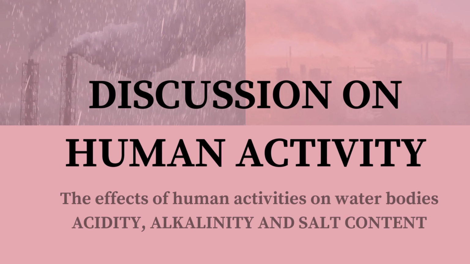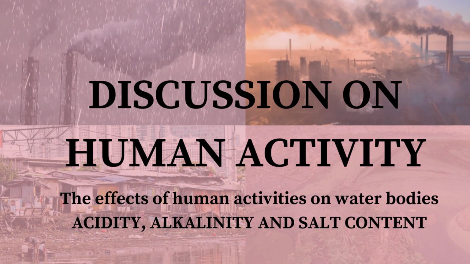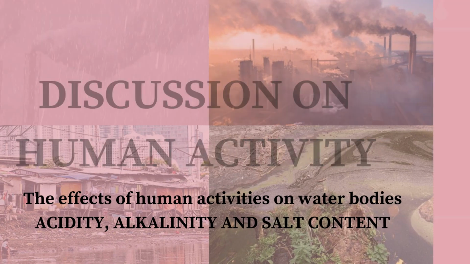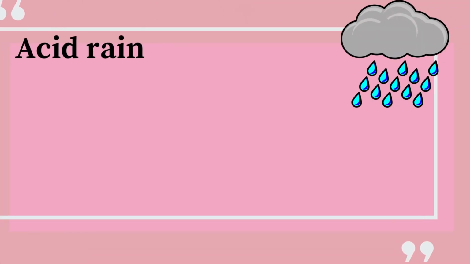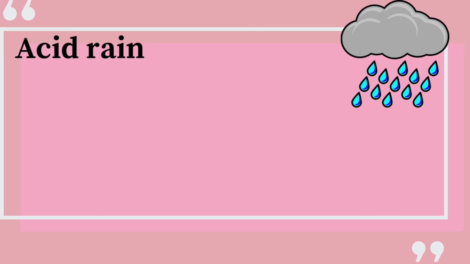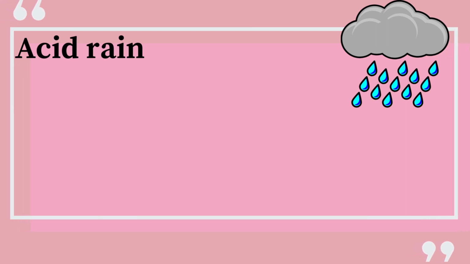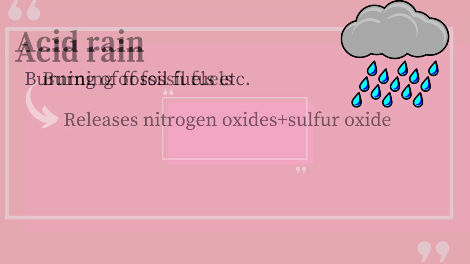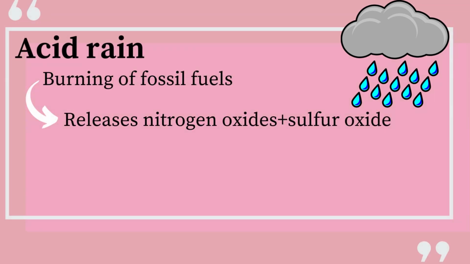How do human activities affect water bodies' acidity, alkalinity, and salt content? First, acid rain. Maraming mga human activities ang nakaka-contribute para magkaroon ng acid rain, lalo na ang burning of fossil fuels at iba pang industrial processes, kasi ito ay nagpuproduce ng chemicals na tinatawag na nitrogen oxide and sulfur oxide. Once na nag-react na itong chemical na ito sa water vapor, nagkakaroon na ng acid rain.